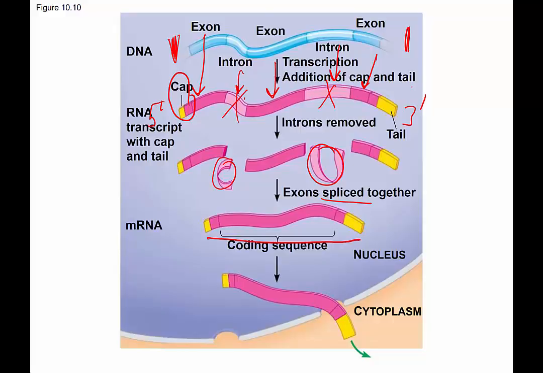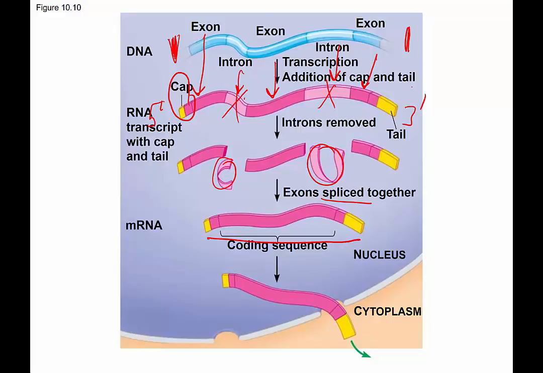So the cap is sometimes known as a methyl G or methyl guanine cap. So essentially it's a slightly modified G nucleotide. The tail is sometimes called a poly-A tail. So it's a polyadenosine tail, so a bunch of A's strung together. So we have a methyl G 5' cap and a poly-A tail.